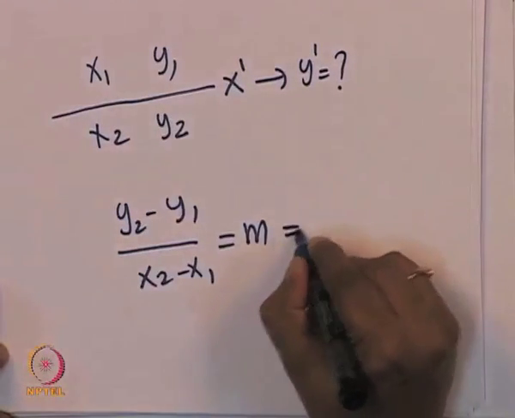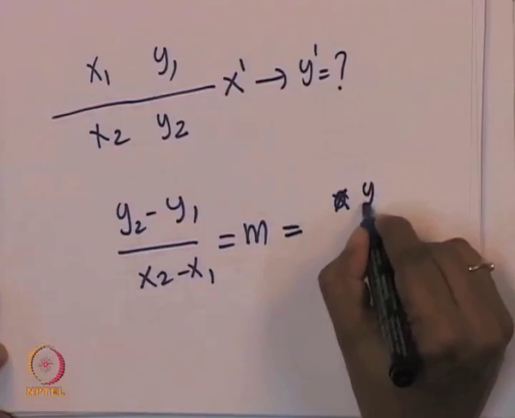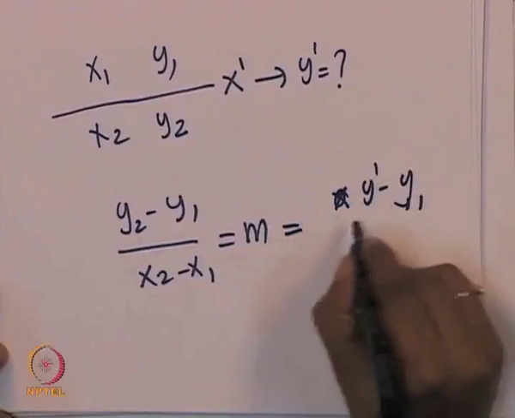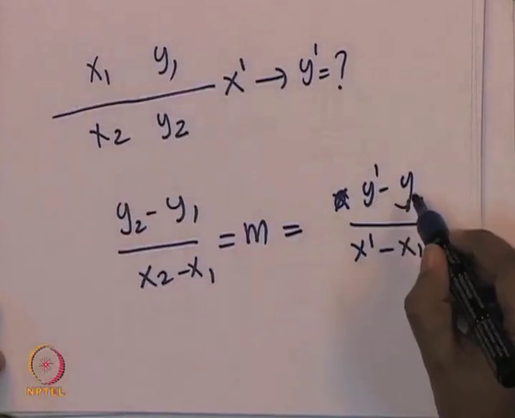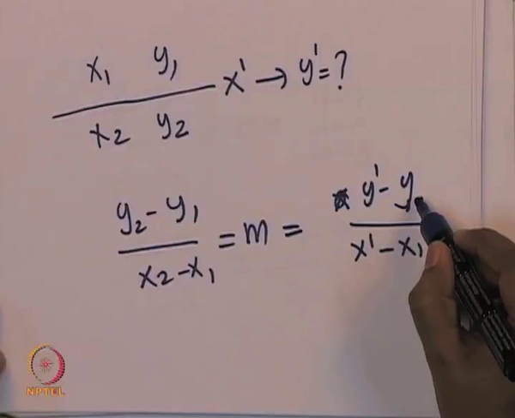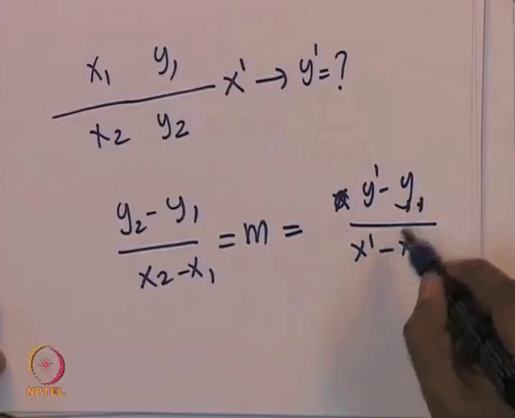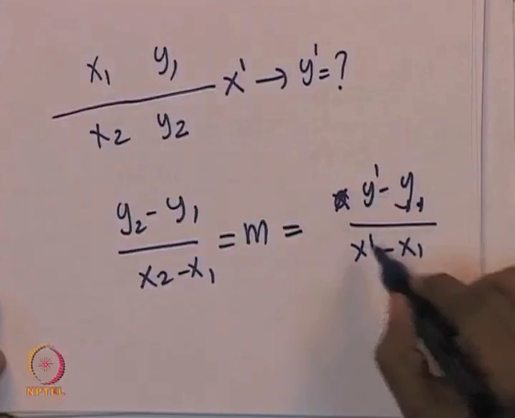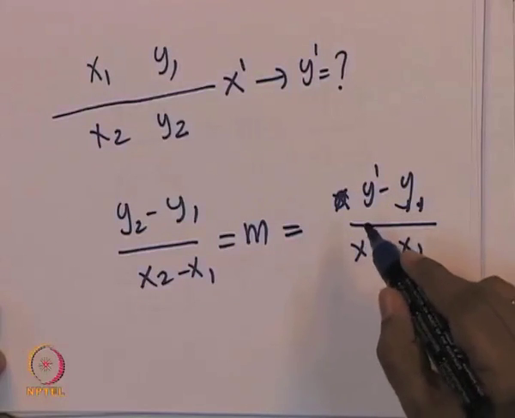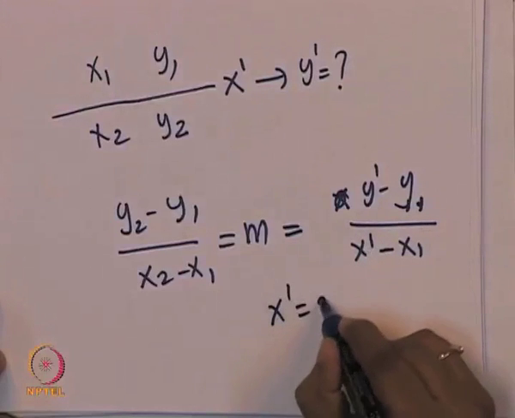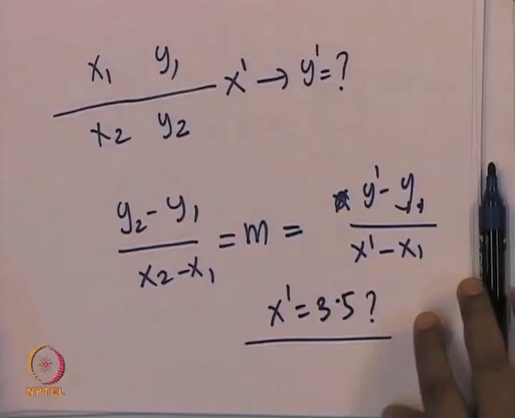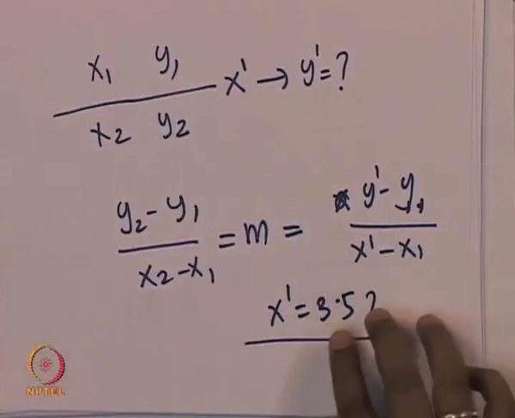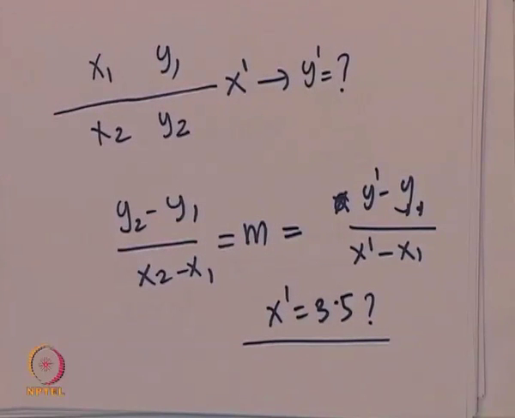the immediate thing we can say is that this is also equal to y prime minus y 1 divided by x prime minus x 1. I do not know y prime, but I know y 1, I know x prime, I know x 1, so I can solve this equation and get y prime. In the previous example, we had x prime equal to 3.5. We can solve this and get the corresponding value. This is some kind of useful thing which people sometimes want. It is a very simple thing, assuming this idea of slope which we learned.